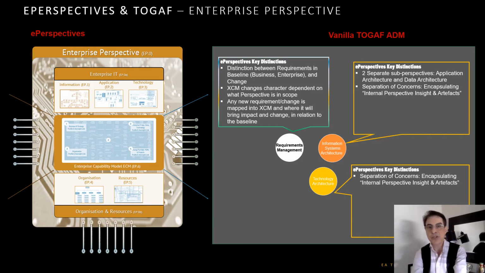So looking at the ePerspectives, the enterprise perspective within the ePerspectives, what do we have? We have the enterprise IT sub-perspective, which looks at data, application and technology architecture, but encapsulates them into its own sub-perspective, so others don't have to worry about it except how its output gets fed into the middle section, which is an enterprise capability model. Same thing with organization and resourcing. That is, we highlighted that it is important to have incorporated and taken into account when we do an enterprise capability model.